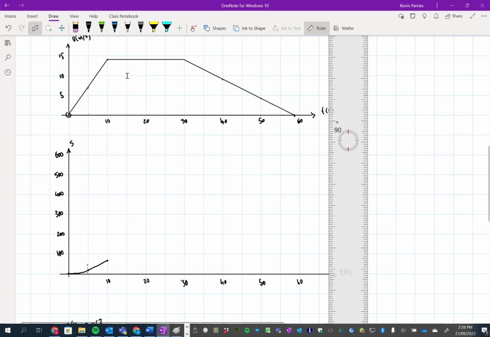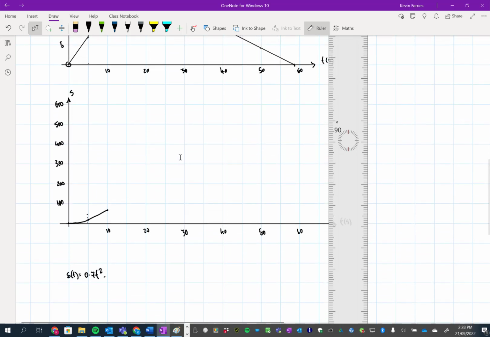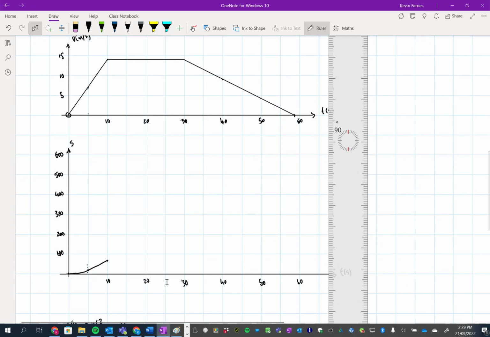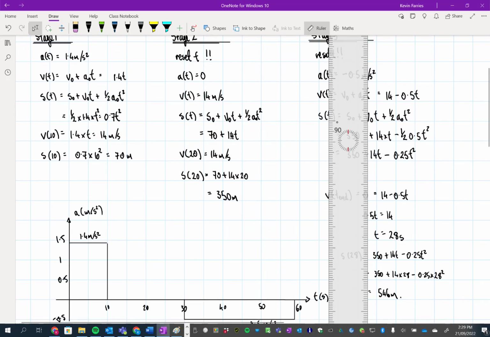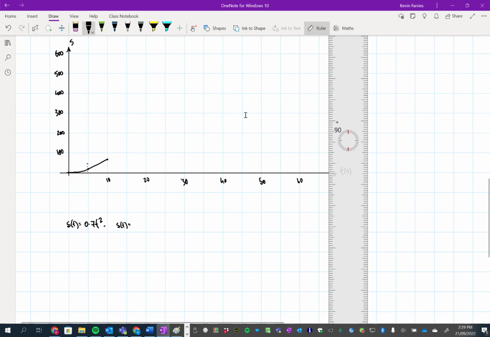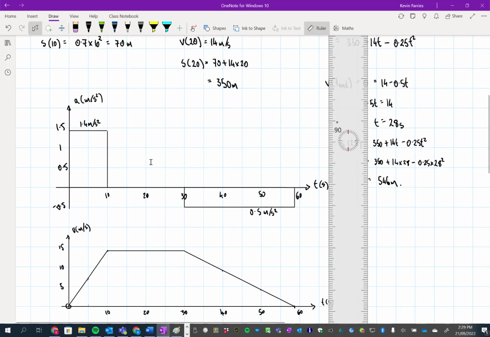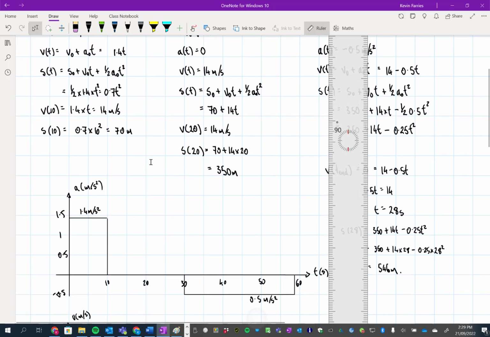Now for this one here, again, we can use the equation. So for this one here, we know that the displacement at time t for this stage, when t is reset, so it's the time from the start of the stage, is equal to 70 plus 14t. And so that's for this next stage. So in that case, after 20 seconds, we're going to have 70 plus 14 times 20, which is going to be 350. Let me just double check that.